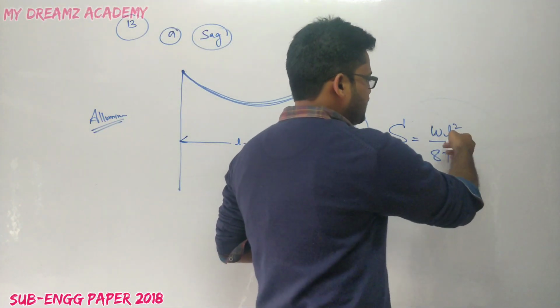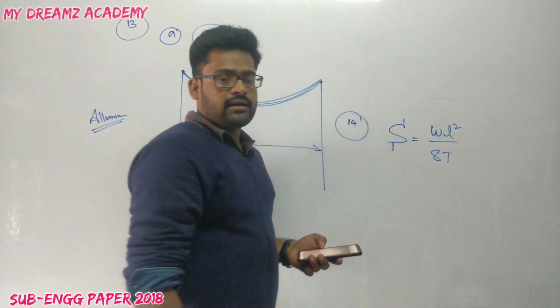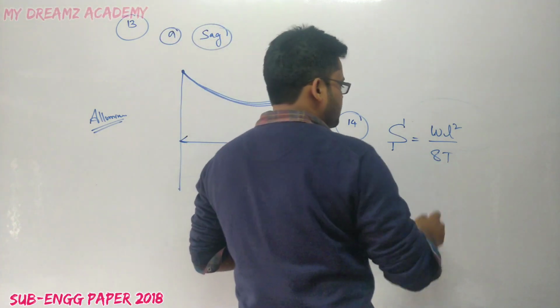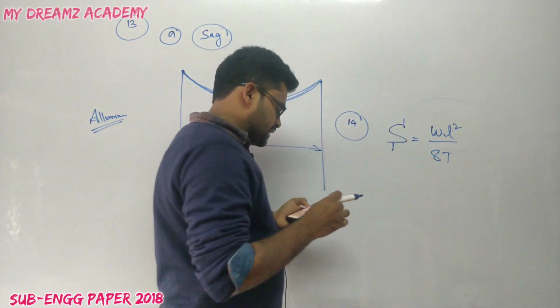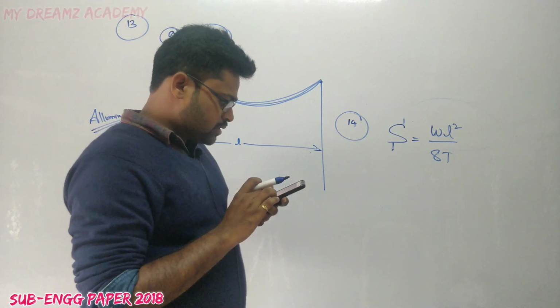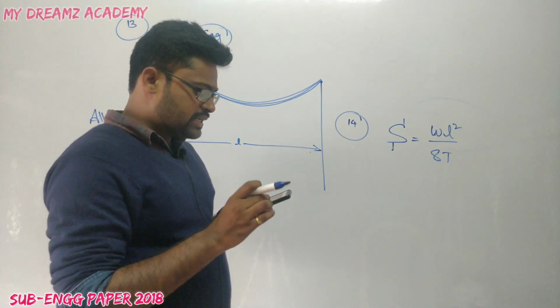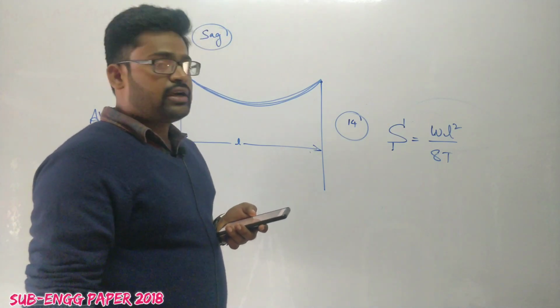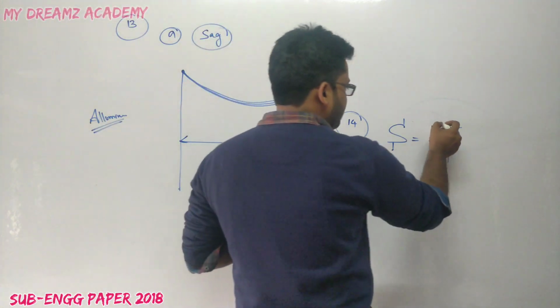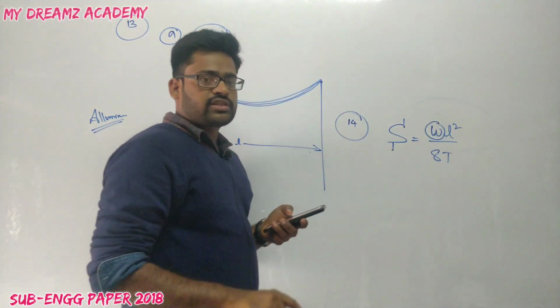Sag will increase if the length of the conductor increases. If the tension of the conductor increases, sag will decrease. Now I will read the options. Sag of the transmission line is least affected due to: first one, weight of the conductor. It will affect the weight of the conductor, so the first option is wrong.